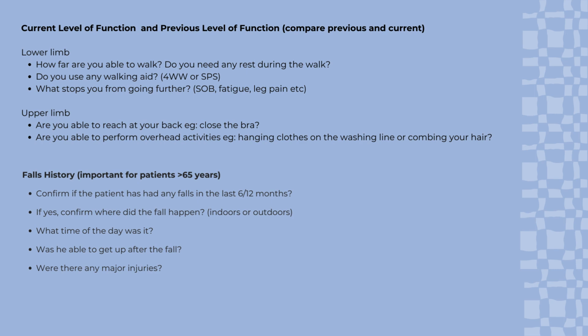For upper limb, we may ask, are you able to reach at your back? So we are talking about more of functional limitations in this case. Are you able to close your bra? Or are you able to button your shirt? Are you able to perform overhead activities, like hanging clothes on the line or combing your hair? For a person who is a chef, you may ask, are you able to work easily in the kitchen, or are you having problems reaching overhead cupboards, something of that sort.